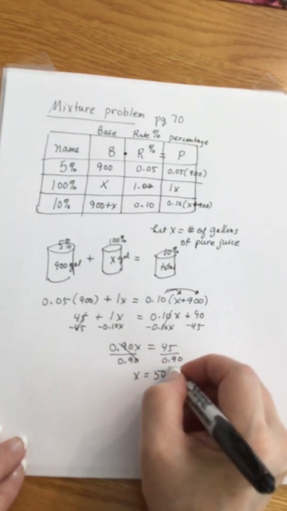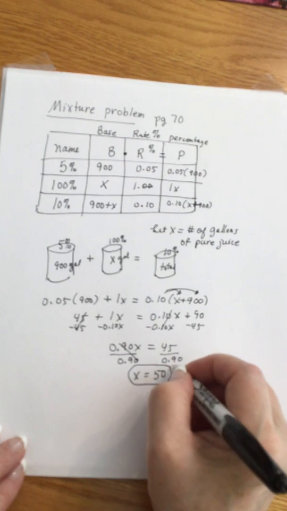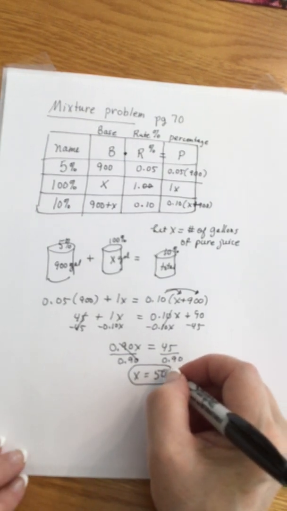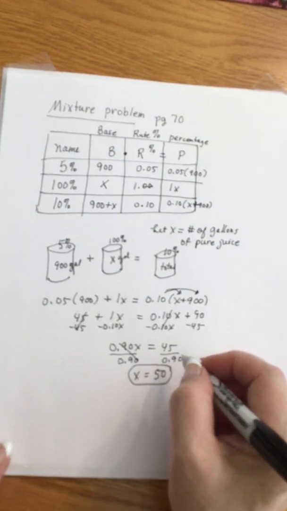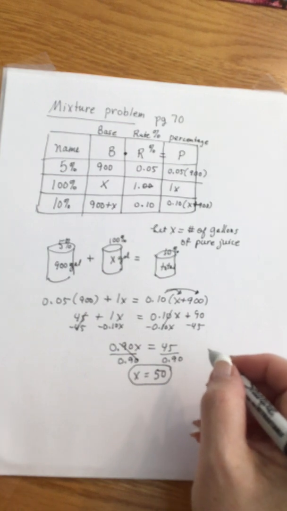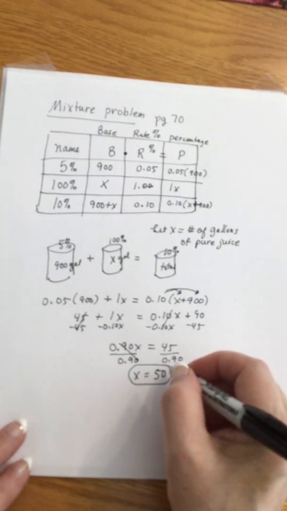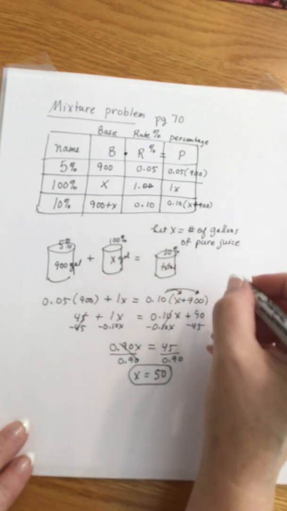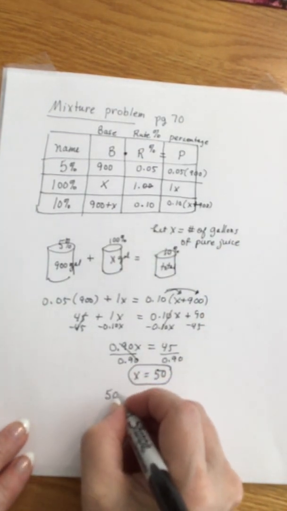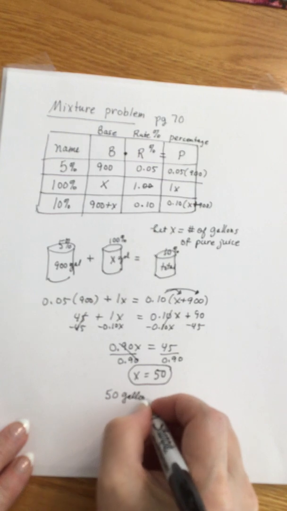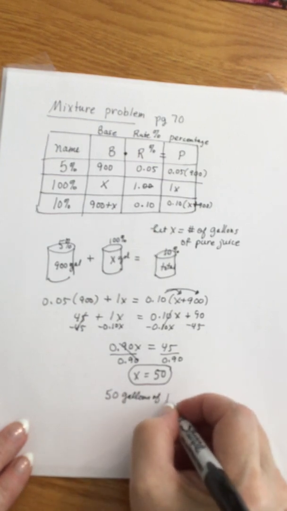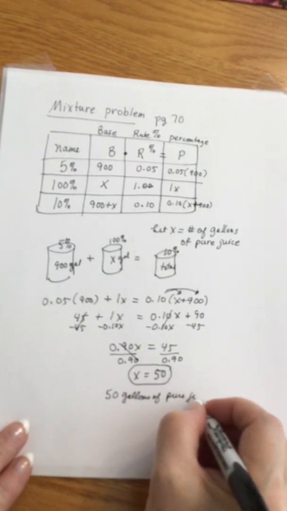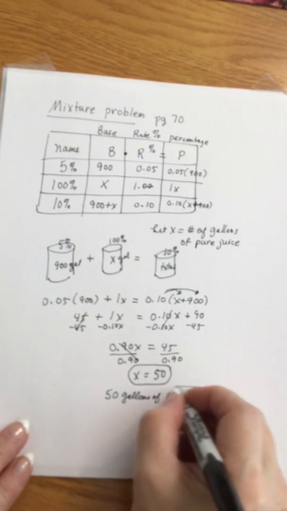Now again, x equals 50 is not your answer yet. You haven't decided what x stands for. I mean, is x football players running down the field? Is it babies crying? What is it for 50? So we go back. X was the number of gallons of pure juice. So we would have to add 50 gallons of pure juice to raise the percentage up to 10%.